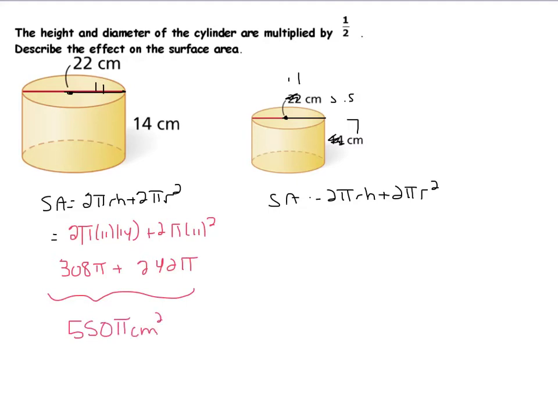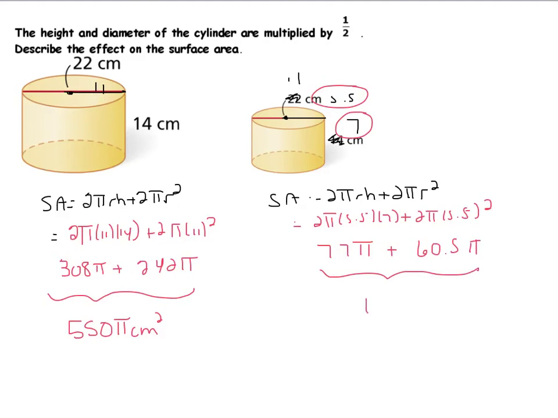Okay? Here, my radius is 5.5. The height's 7. So this is 2 pi times 5.5 times 7. And then 2 pi times 5.5 squared. Calculate this. That's 77 pi. This is 60.5 pi. So altogether, my surface area here is 137.5 pi centimeters squared.